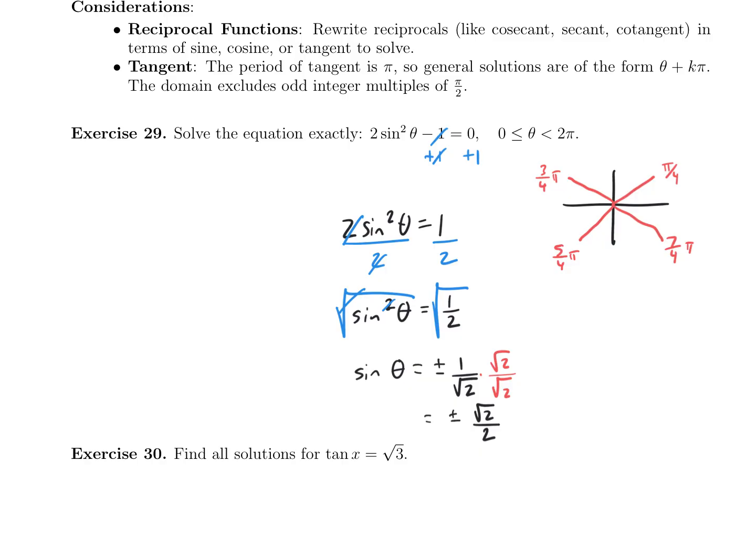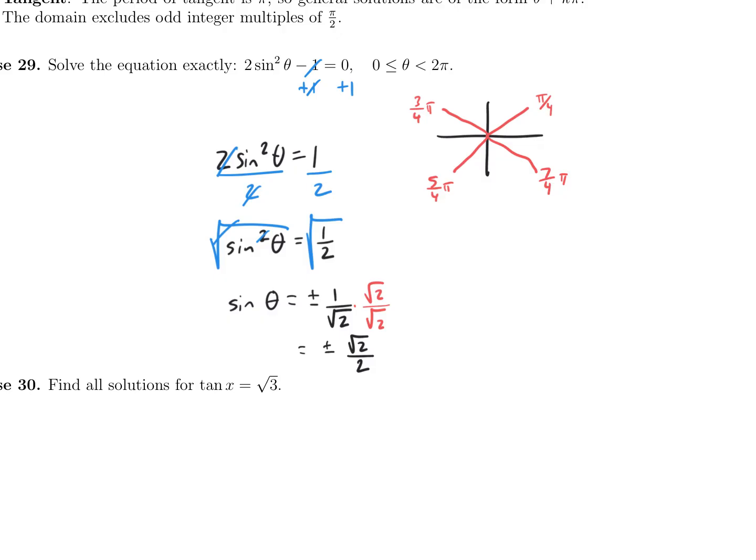So those are going to be our final solutions. Remember, we're solving for theta, we're solving for the angle. So theta is going to equal those 4 angles: pi over 4, 3/4 pi, 5/4 pi, and 7/4 pi. That does it for that problem.